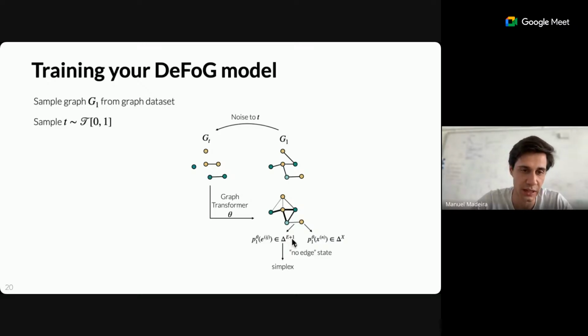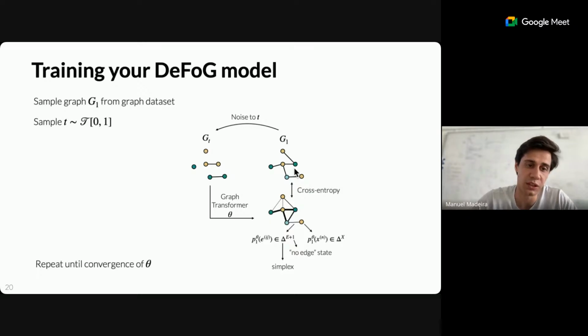So I will assume actually that between every 2 nodes there's an edge, and one of the edge types that I can have is no edge. And I will proceed similarly for nodes. I will have a probability vector for each node, and this probability vector will lie in the simplex of dimension being the number of categories that we have for nodes. Then, once we have this prediction, we just set the cross-entropy loss between these probability vectors for every node and every edge between predictions and clean graph.